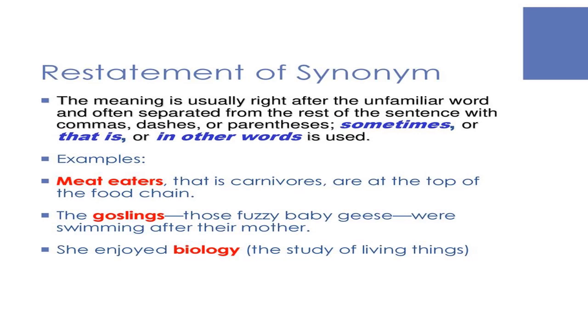The second example, the goslings. What is a gosling? Okay, you will find the meaning or the synonym between two dashes after that. Those fuzzy baby geese were swimming after their mother. So you know now that a gosling is a goose. She enjoyed biology. Maybe some of us don't know biology, but I think you know. You will find the meaning between two brackets, which is the study of living things.